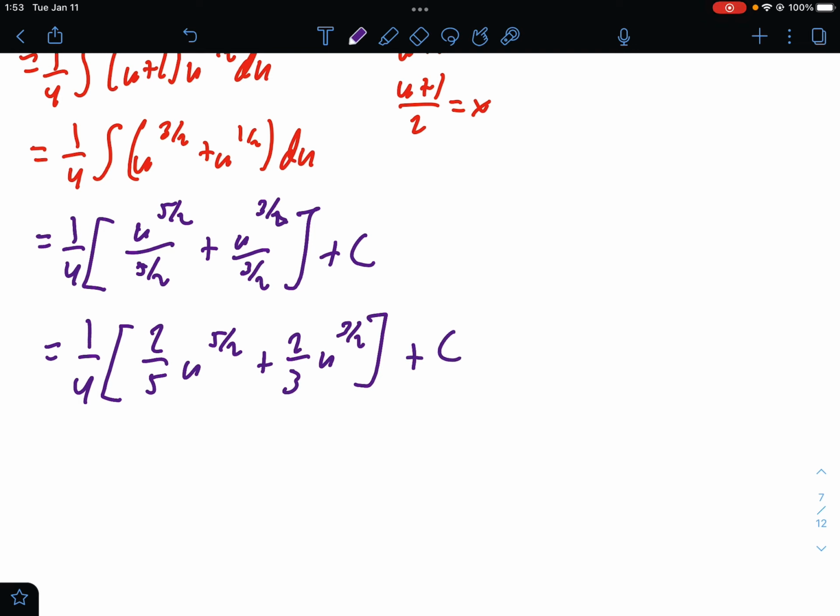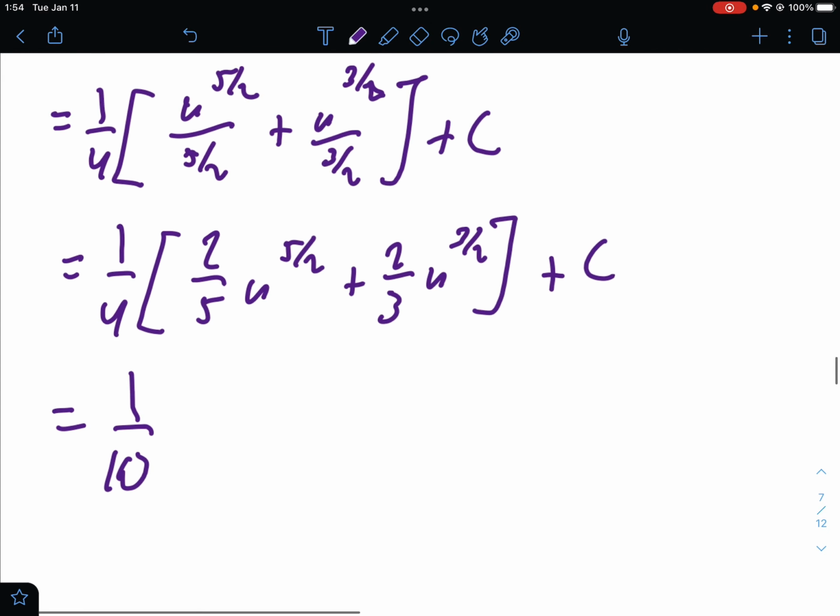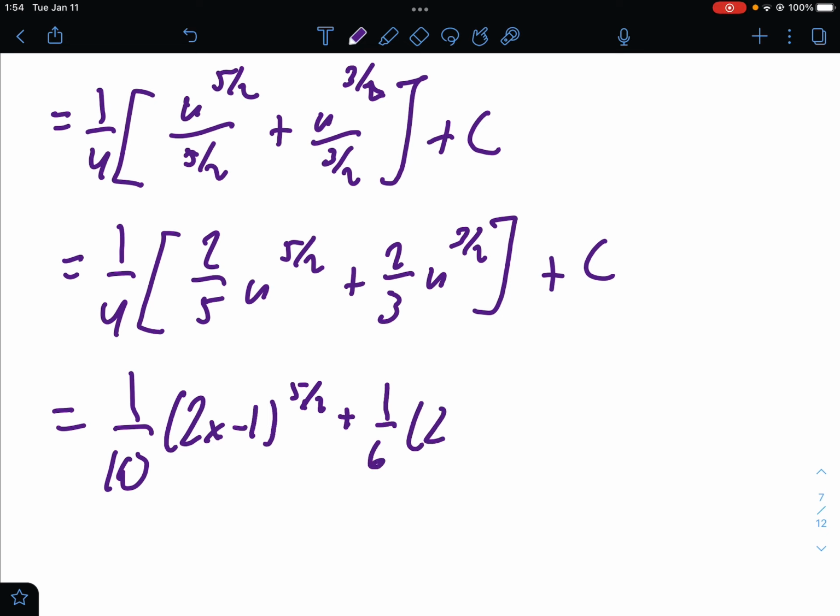And a little bit more simplification, and then some back substitution will get us 1/4 times 2/5, which is 1/10. Then resubstituting for u, we get 2x minus 1 to the 5/2. 1/4 times 2/3 is 1/6, 2x minus 1 to the 3/2 plus c.